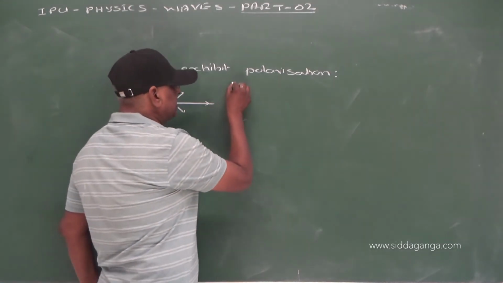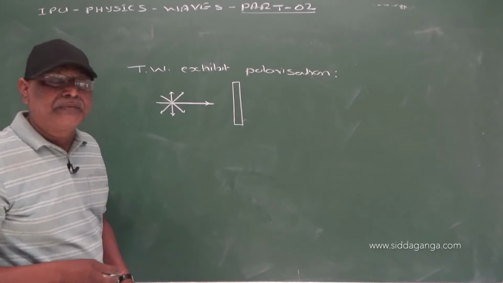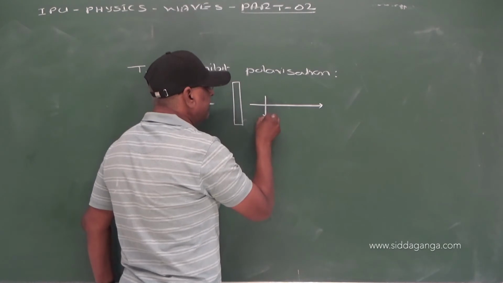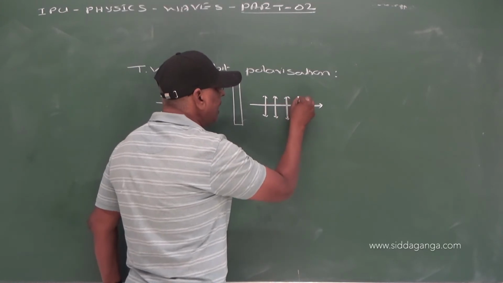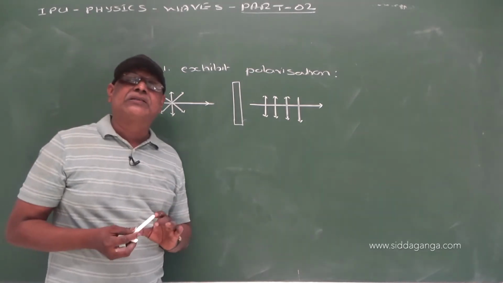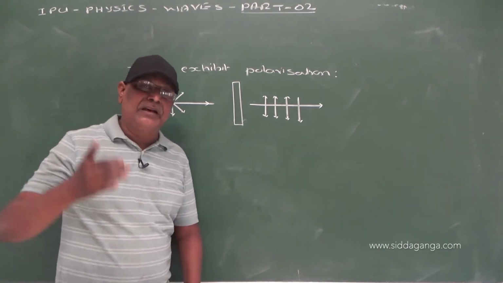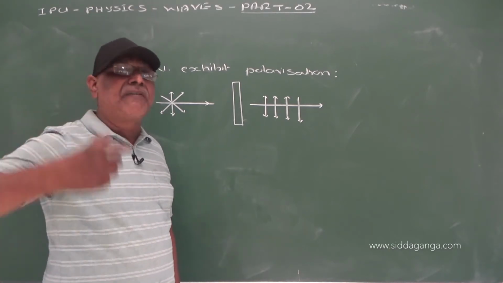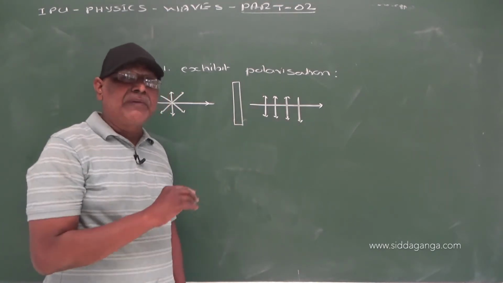So when it is passed through a crystal, say a tourmaline crystal, after passing through this crystal, the vibrations are restricted to only one direction, that is the y direction, right? Such a phenomenon is called polarization. So a transverse wave can be polarized. That means we can restrict the vibration to one confined plane or one confined direction, after passing through a polarizer like a tourmaline crystal.